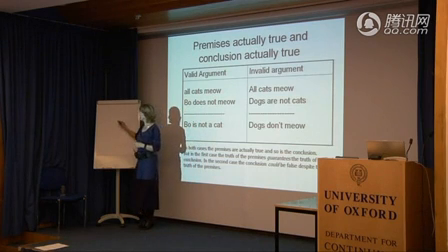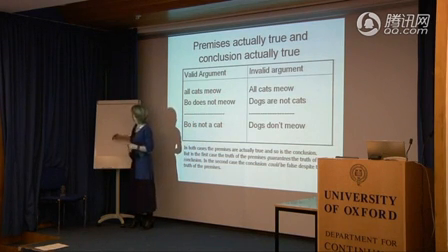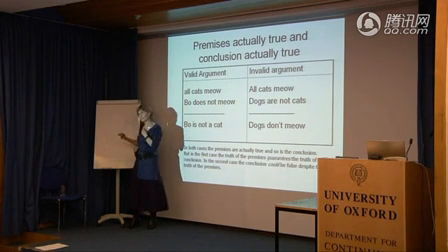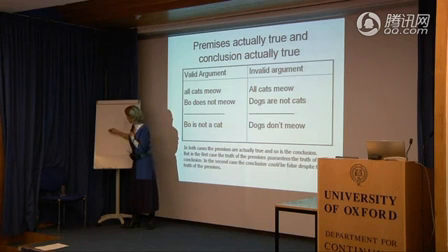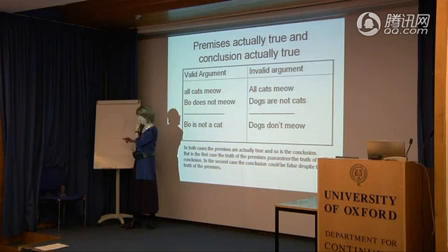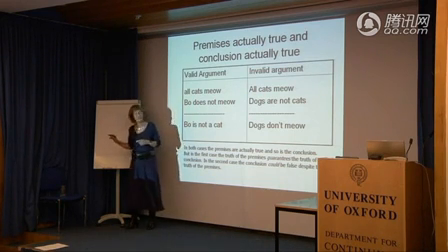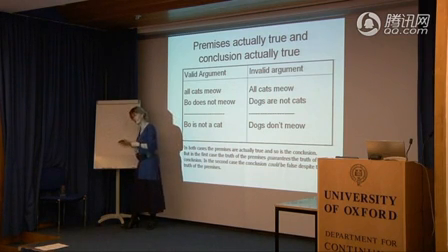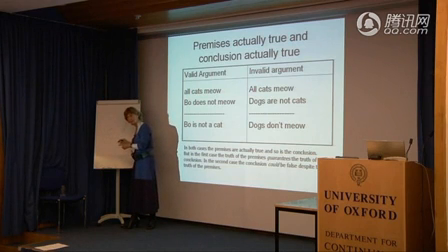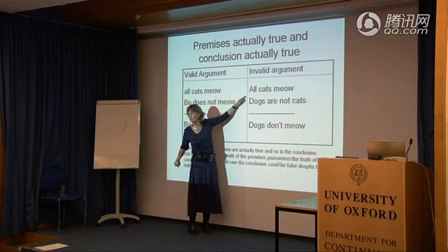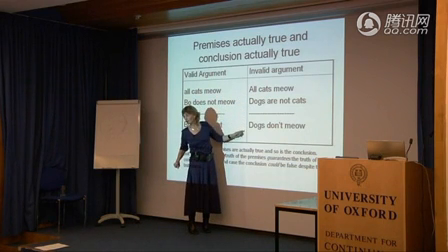All cats meow. So here's the meowers. Where do I draw the class of cats? Okay, cats. Second premise, dogs are not cats. They're outside the class of cats, aren't they? But they could be either inside or outside or overlapping the class of meowers, couldn't they? So there is a possible situation in which that's true and that's true, but that isn't true.